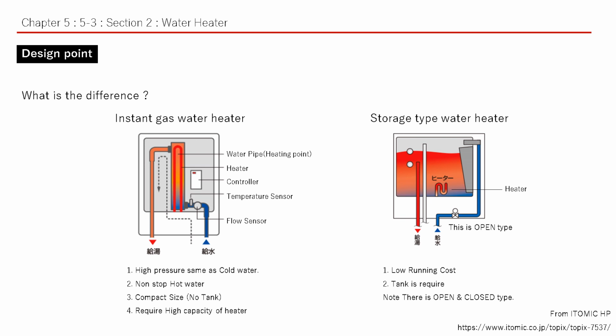What is the difference between instant type and storage type? This is the cut model sketch for each type. Instant type has the heater directly connected to the hot water line. Therefore it can provide similar water pressure to the supply water. Storage type can reduce the heater capacity. Therefore it can save energy.